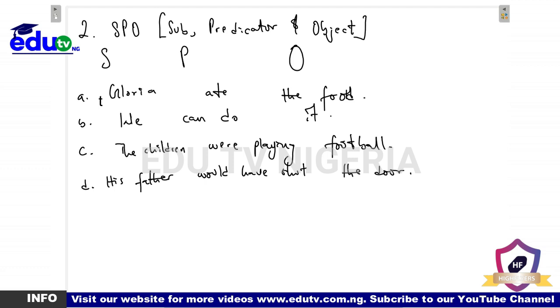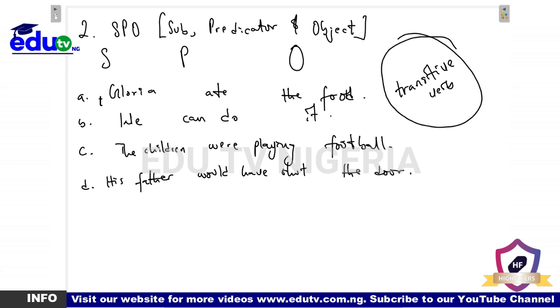Now, one feature that you should note about the predicator here is that the predicator is a transitive verb. Now you remember that under pattern 1 we said that the predicator is an intransitive verb, and we said that it cannot take an object. So this one, transitive, can take an object. So the transitive verb can take an object.